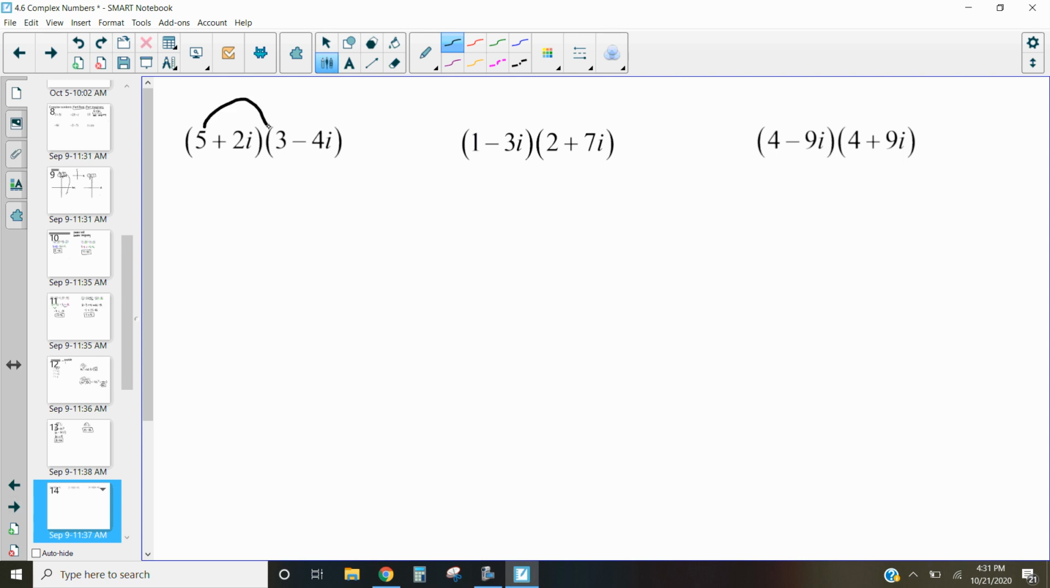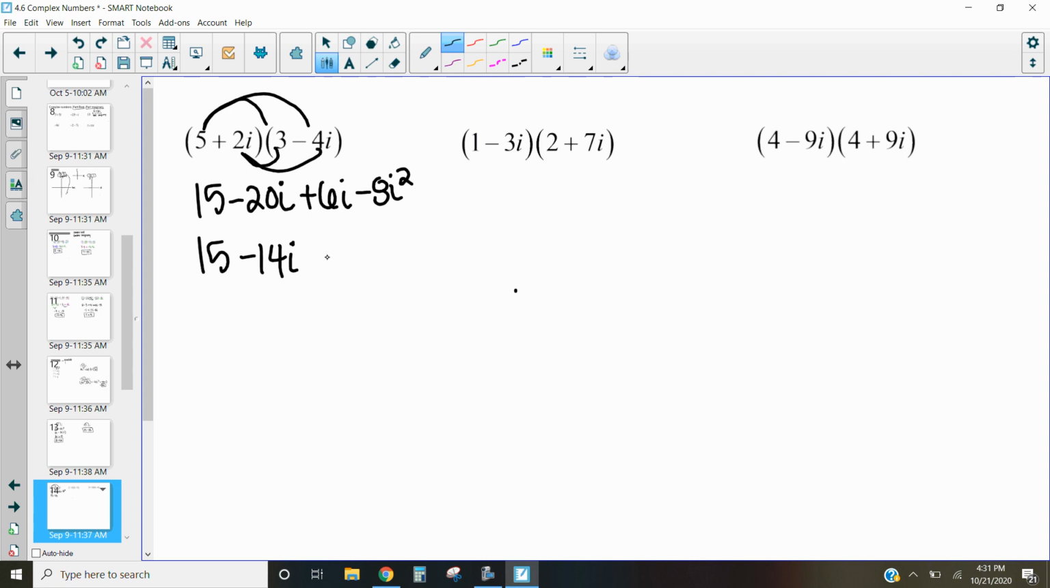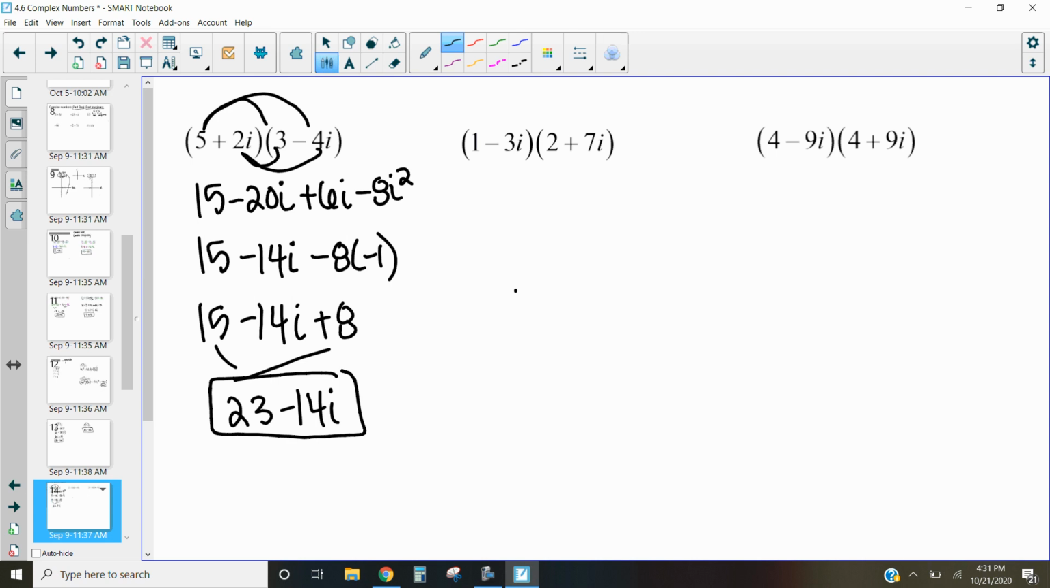So I'm going to do 5 times 3, which is 15, 5 times -4i, which is -20i, 2i times 3, which is +6i, and then 2 times -4i, which is -8i squared. Then we need to simplify this. So I get 15, -20 plus 6 is -14i, and then we have -8 times -1. So 15 minus 14i plus 8. Well, these two can combine, and we end up getting 23 minus 14i. How fantastic is that, it goes from 4 numbers down to 2?